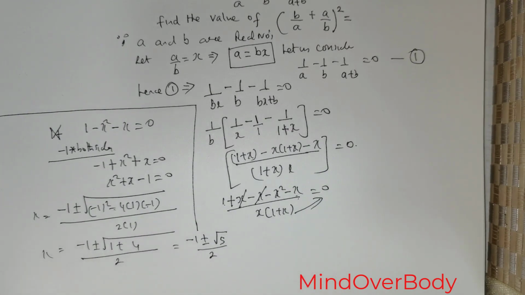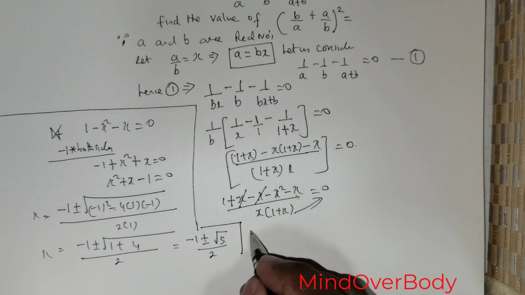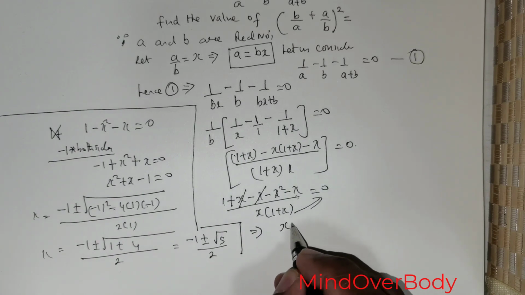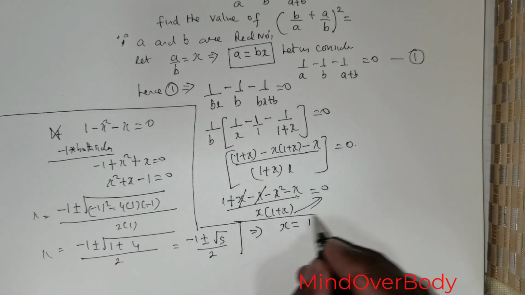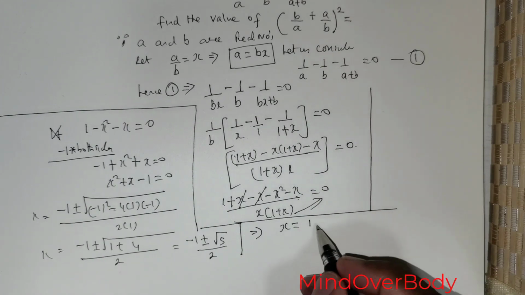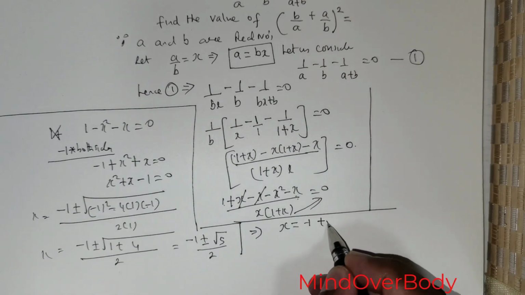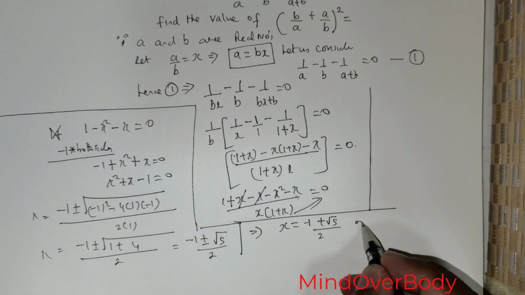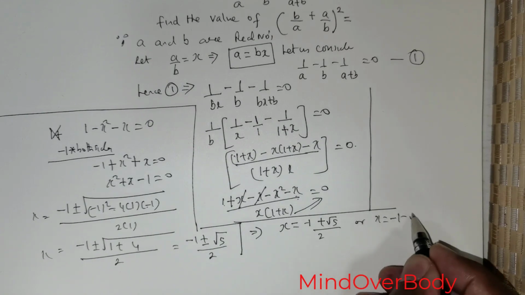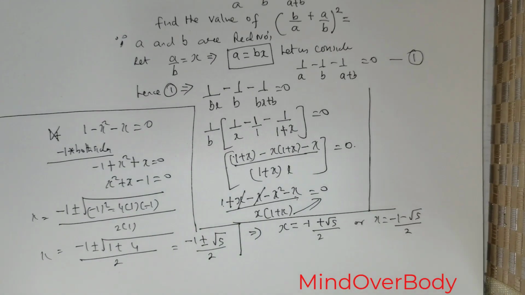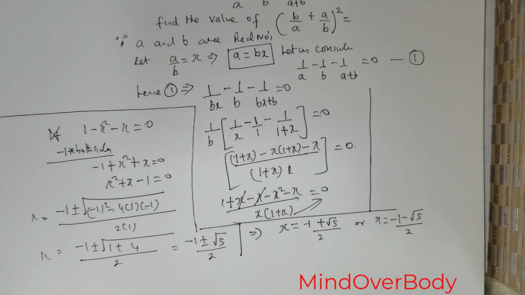No, in fact, let me state it. So this would mean I get a value x is equal to -1 positive root of 5 over 2, or x is equal to -1 negative root 5 over 2. So these are the two values that I have got.